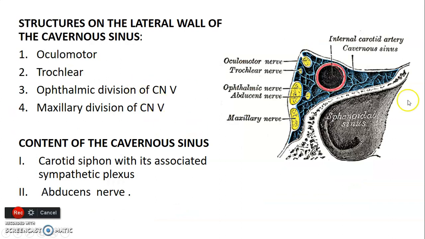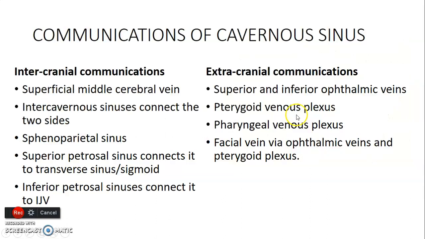What are the structures within the cavernous sinus? We have the siphon of the internal carotid artery and the abducens, which is the sixth cranial nerve. And what are the structures on the lateral wall of the cavernous sinus? You have cranial nerves 3 and 4, oculomotor and trochlear, and the first and second divisions of cranial nerve 5, that's ophthalmic and maxillary.